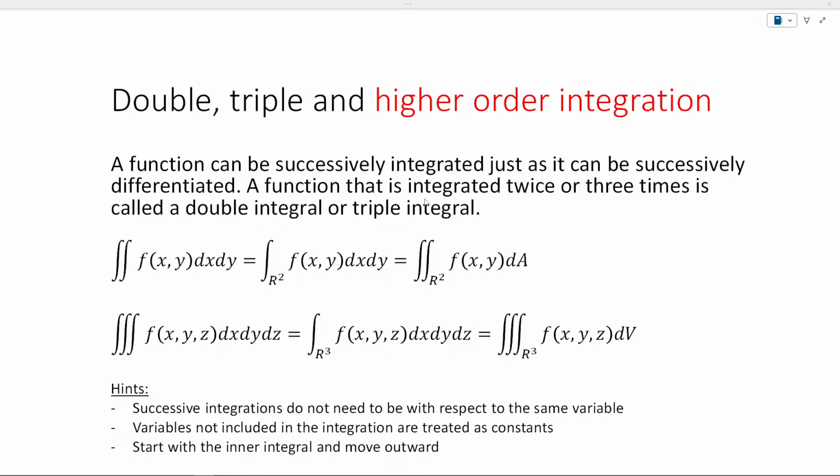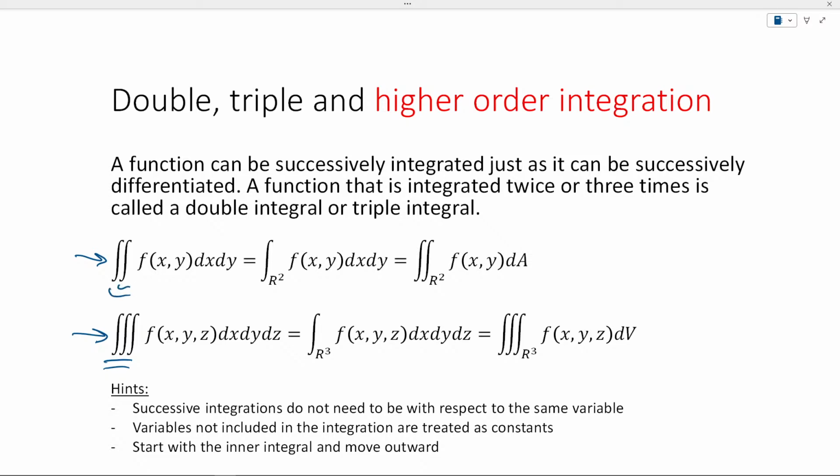Just as you can successively differentiate a function, you can also successively integrate a function. If a function is integrated twice, it's called a double integral. So this is called a double integral, and this is called a triple integral. This is double because I'm integrating it once and then integrating it twice.